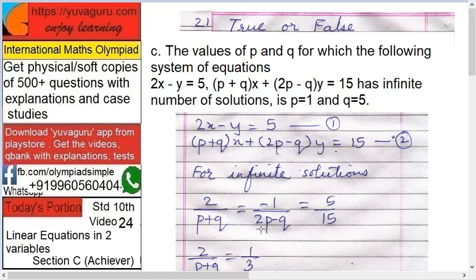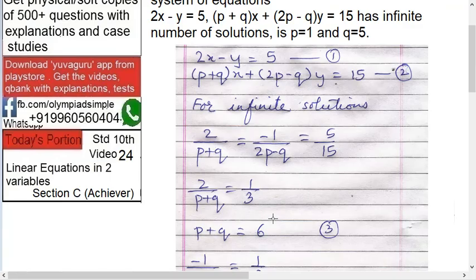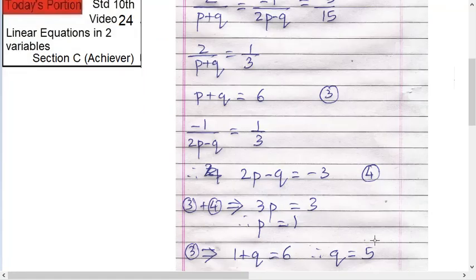So put it in our problem. 2x minus y equals 5 and (p plus q) into x plus (2p minus q) into y equals 15. So I have written it over here. So the ratios are 2 upon p plus q equals minus 1 upon 2p minus q equals 5 upon 15. This should be the condition for infinite solutions, means they are coincident. So take only these two. 2 upon p plus q equals 1 upon 3. What is 1 upon 3? This is 5 upon 15, right? Okay. Now what is given? The values given are p equals 1 and q equals 5.